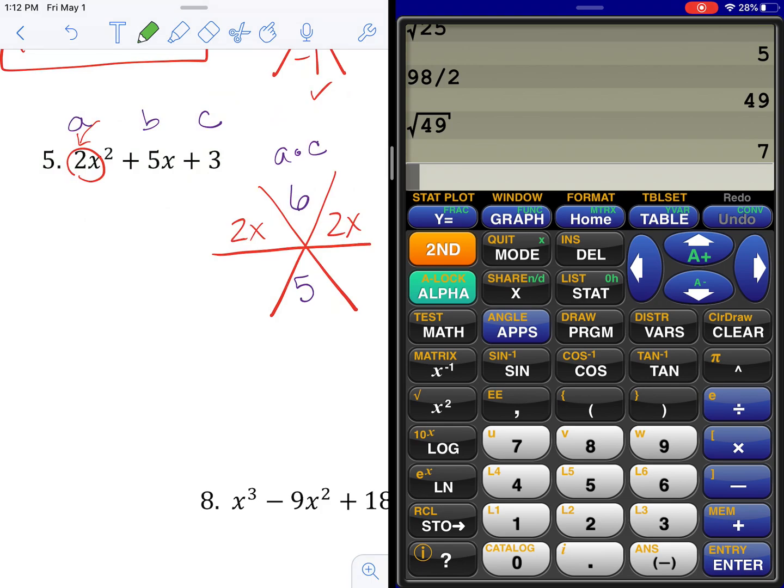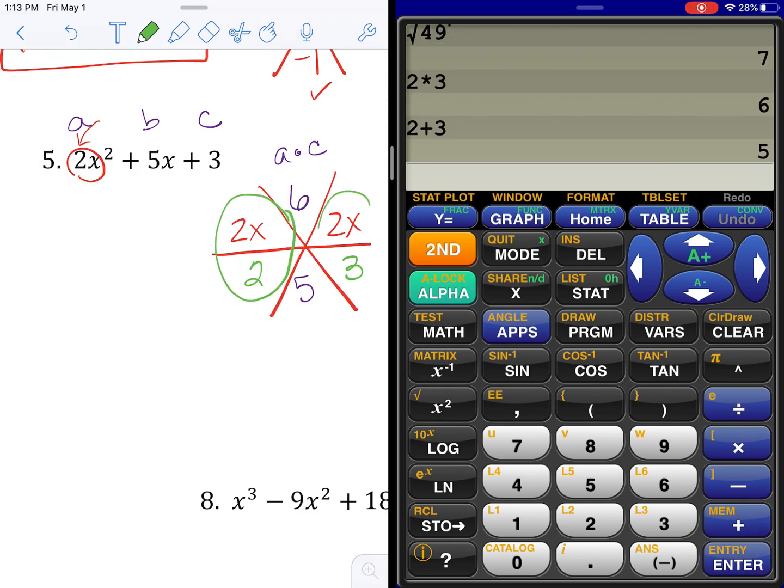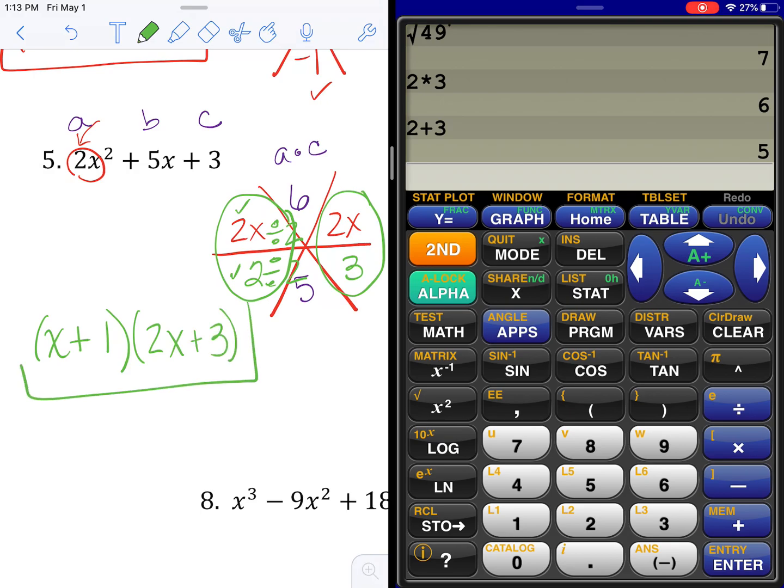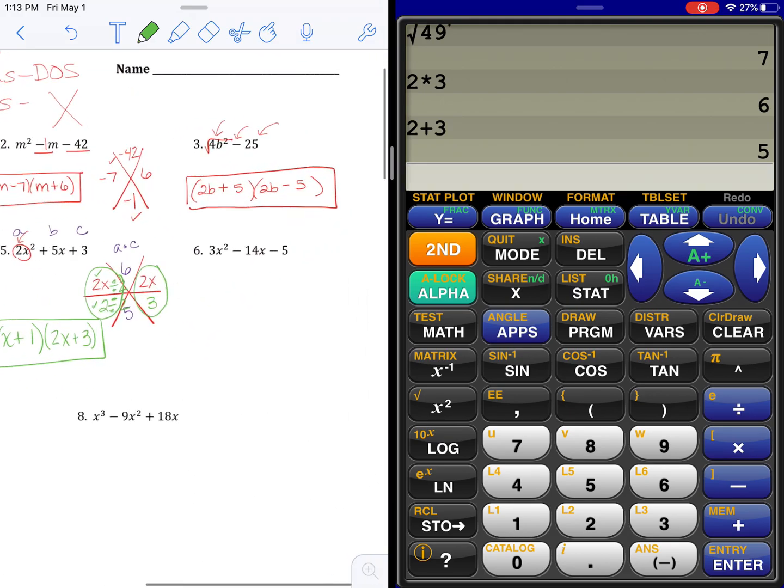Factors of 6 that add up to 5. Let's see if 2 times 3 works. 2 times 3 is 6, 2 plus 3 is 5, that works. So the left circle and the right circle, that's your final answer, but before you write down your final answer, you need to make sure, look at the 2 numbers, and make sure that they can't be reduced. So 2x plus 3, that one is good, but the 2 and the 2, those both are divisible by 2, so we can reduce them. So 2x divided by 2 is x, 2 divided by 2 is 1, and then on the right side we have 2x plus 3, and that is your final answer.